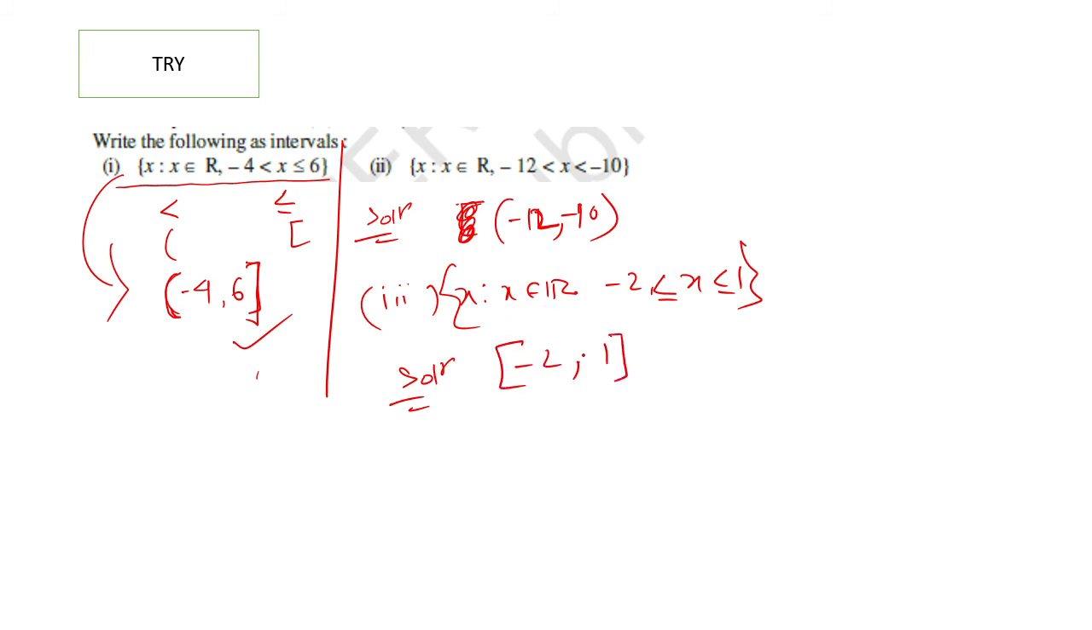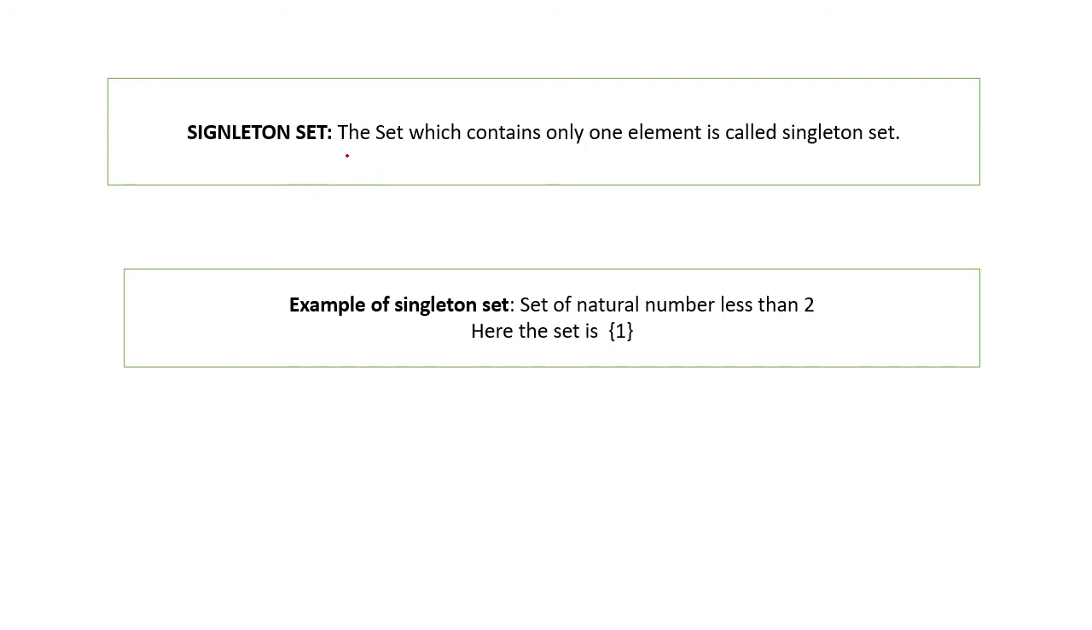So here it is. Next, singleton set. What is a singleton set? A singleton set means a set which contains only and only one element. Only one element. So see, the set of natural numbers less than 2. Natural numbers are 1, 2, 3, 4 and so on. But the natural number less than 2 is only 1, which is 1 itself. So if I ask you to take it as a set, then this will be a singleton set. Singleton set means only one element will be there.